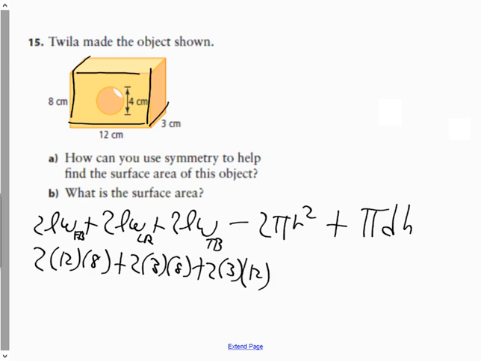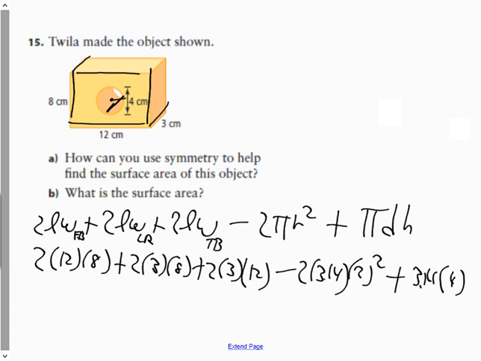So if there was no hole cut out, the surface area of that rectangular prism would be this formula, and we could simplify that. But we do have two circles that are missing from the surface area on the front and back. And they are two circles that have a radius of 2. So pi r squared for one circle multiplied by 2 would be both the missing ones, plus pi, 3.14, multiplied by the diameter, which is 4, multiplied by the height.